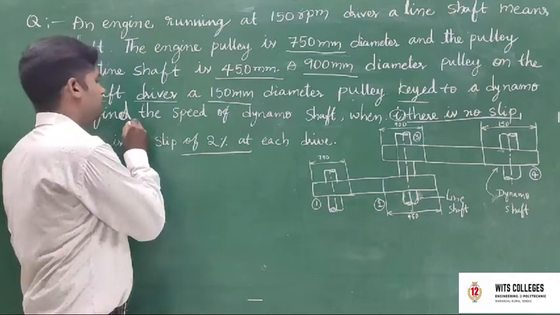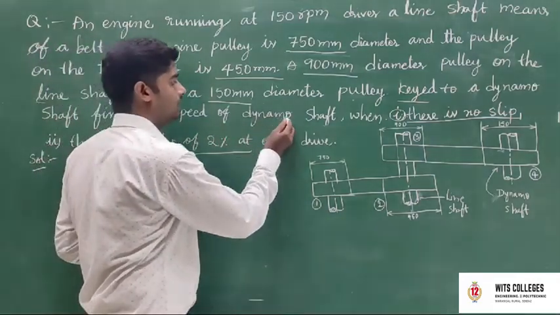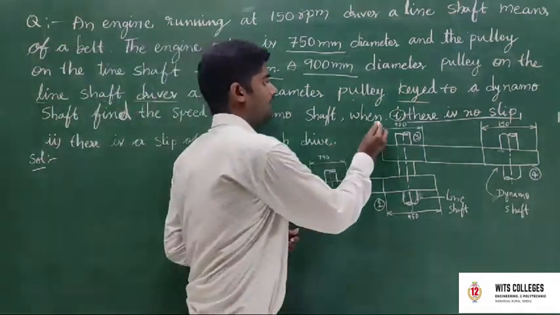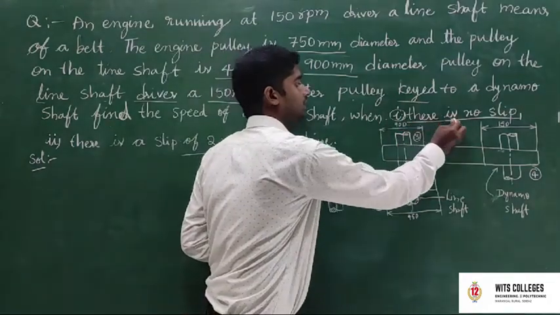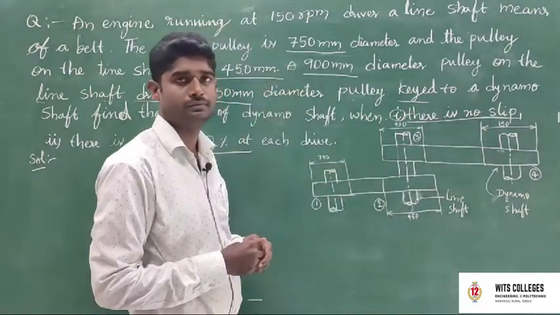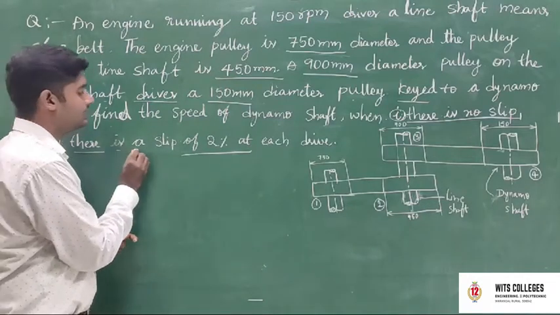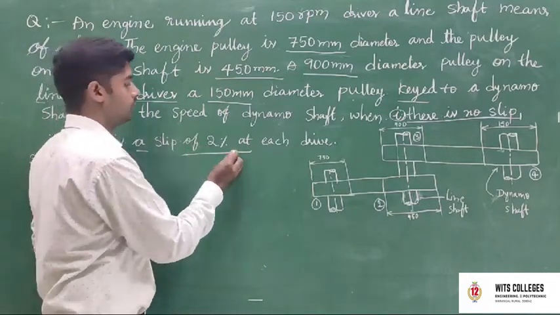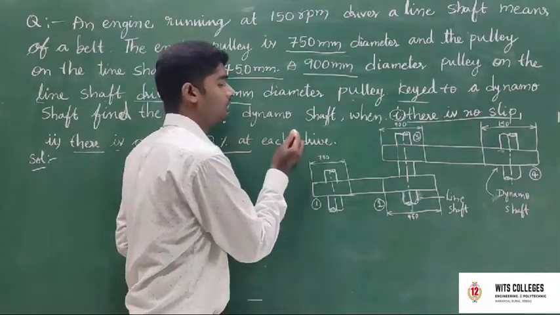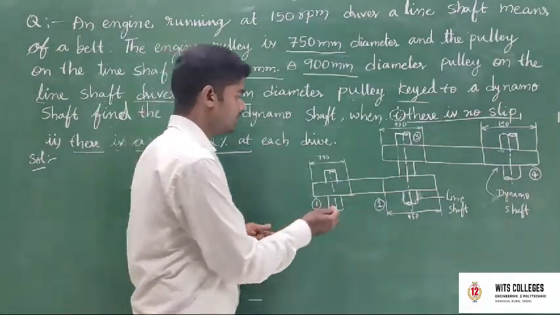Find the speed of the dynamo shaft when, first condition, there is no slip, and second condition, there is a slip of 2% at each drive. Let's see, this is a compound belt drive.